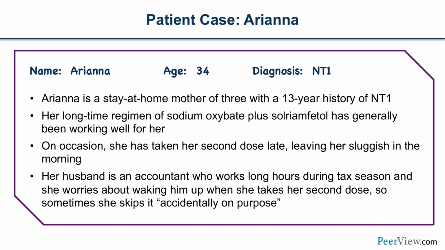Ariana is a stay-at-home mom of 3. She has a 13-year history of type 1 narcolepsy. So if you do the math, she was age 21, which is kind of typical for age of onset, maybe earlier. Her long-time regimen was sodium oxybate, plus, remember, solriamfetol, dopamine, norepinephrine. It's generally been working pretty well for her. On occasion, she has taken her second dose late, which leaves her sluggish.